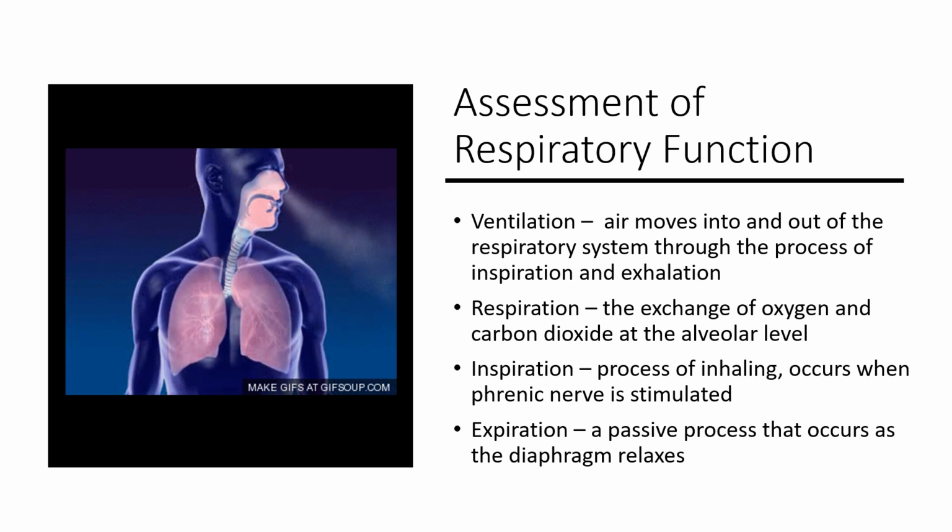After respiration occurs, the circulatory system is responsible for transporting the oxygenated blood to the tissues of the body. This movement of oxygenated blood into the tissues is known as perfusion. The circulatory system provides the body with oxygenated blood and then returns the deoxygenated blood back to the lungs to allow for reoxygenation through the process of respiration.